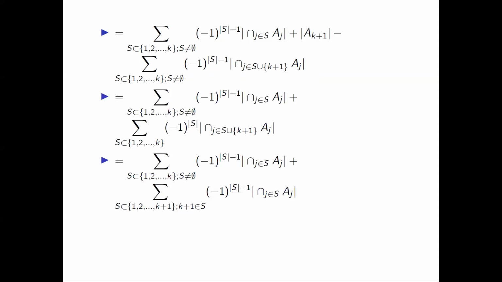And we still have the minus 1 to the cardinality of S minus 1 term, and we're multiplying that now by the cardinality of the intersection over J in S of AJ. So we've changed the J in S part. The J in S used to be J in S union k plus 1. And now since we've rewritten the indices for that second sum, we've included the k plus 1 in S already. So we do not need to union S with k plus 1 to include it in J.